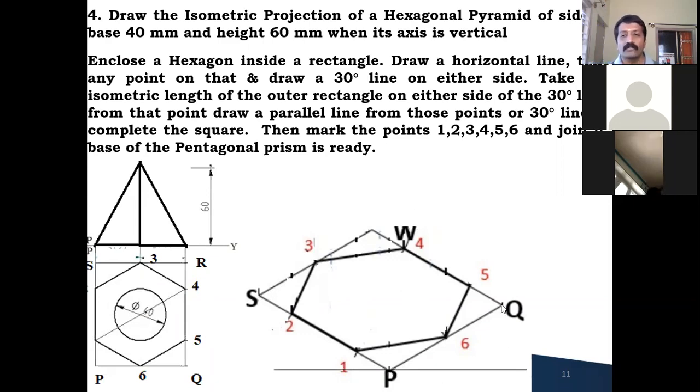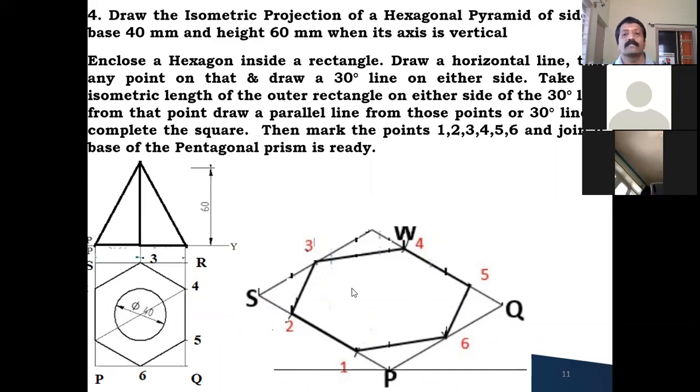Similarly, from Q, you can draw a line like this parallel to PS, or the 30-degree line on the left side. You can draw a diagonal for your reference. S and Q you can join, and then the 30-degree line you can draw in this direction as well as in this direction. So whichever is easy for you, you can do that. Okay. So wherever these two lines intersect, you call this intersection R. So my outer square is P, Q, R, S. This is R.